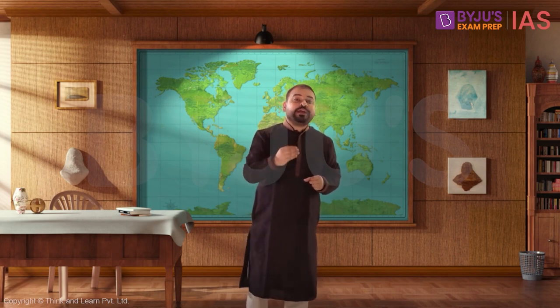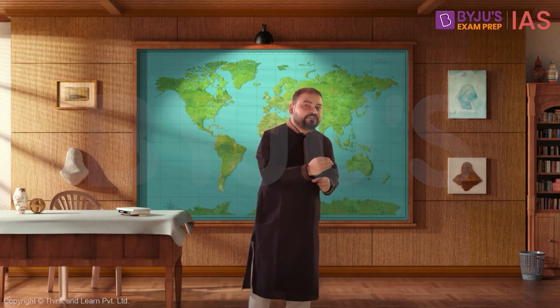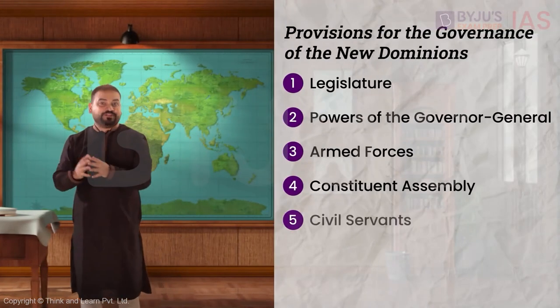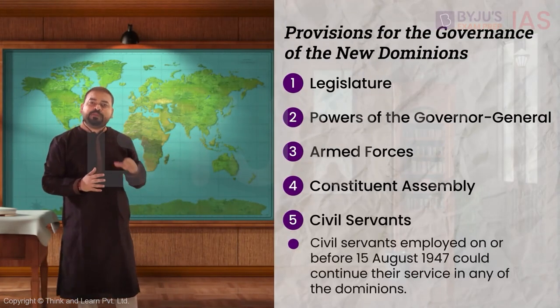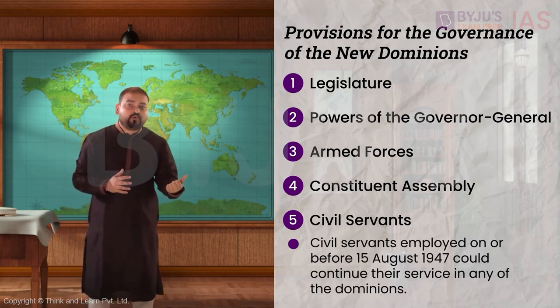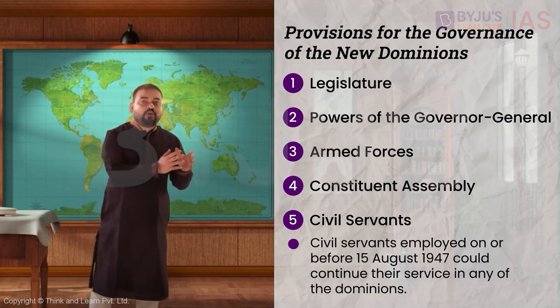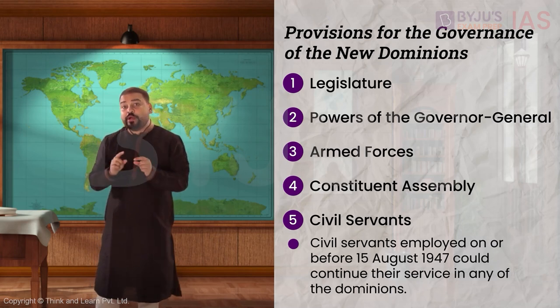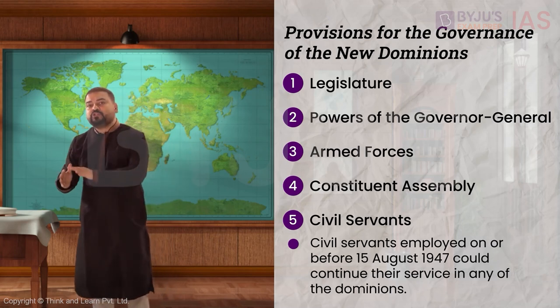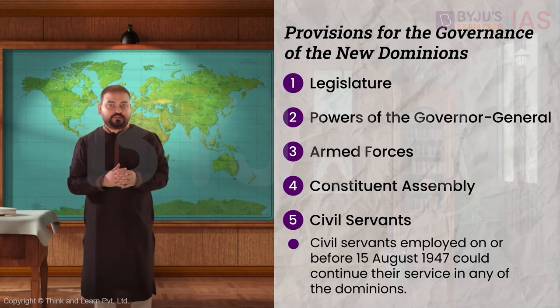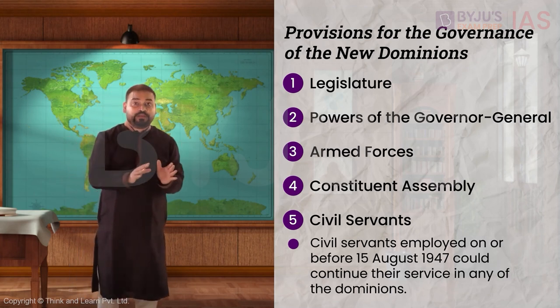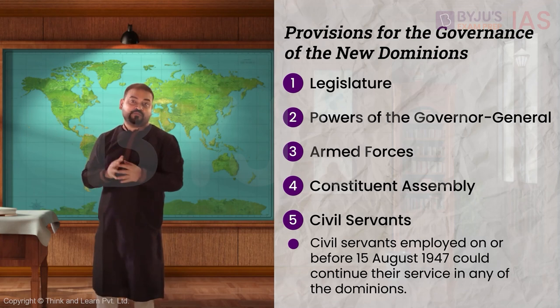This extensive legislative process required the service of numerous civil servants. So there was also a section in this Act which provided for the continuation of the services provided by the civil servants. This included people employed by the British Crown on or before 15th August 1947, who were to carry on their services to either of the two new dominions, while receiving full benefits that they were entitled to.